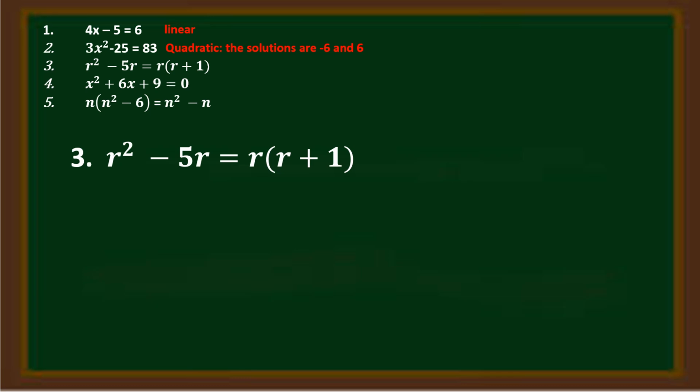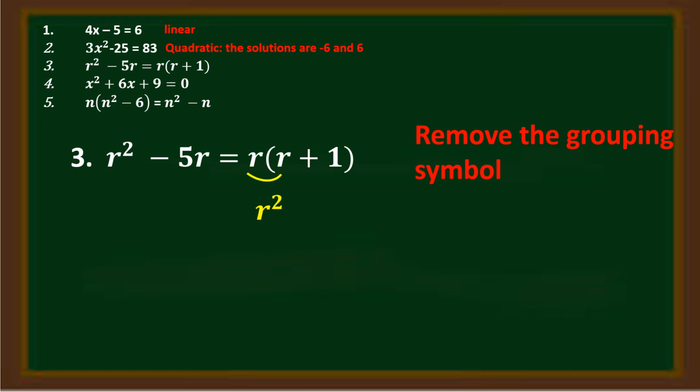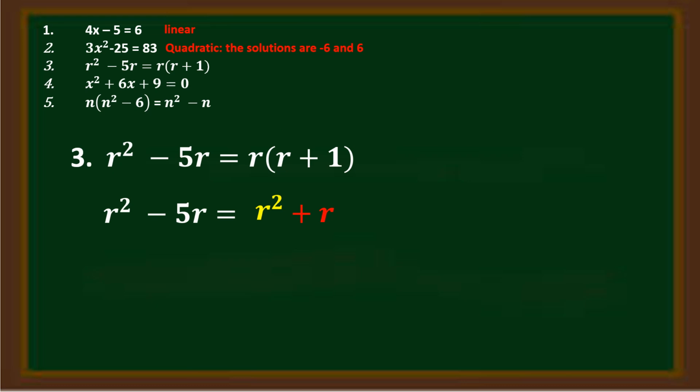Now we'll be determining whether this equation is quadratic or not. To do this, we have to remove the grouping symbol. To remove the grouping symbol, we have to multiply r and r plus 1. So r times r is equal to r squared. And r times 1 is equal to r. Then we'll be copying the terms on the left side of the equation, giving us r squared minus 5r is equal to r squared plus r.